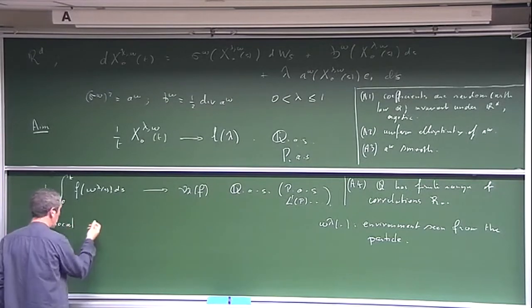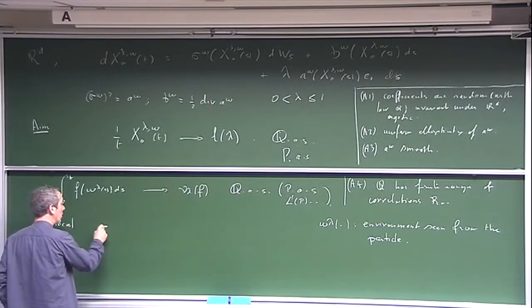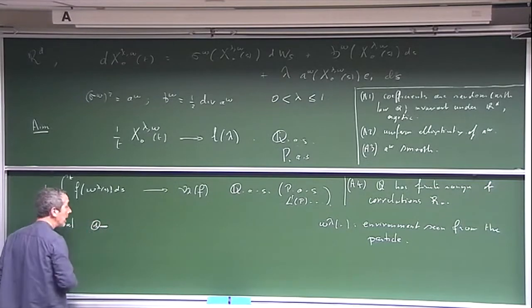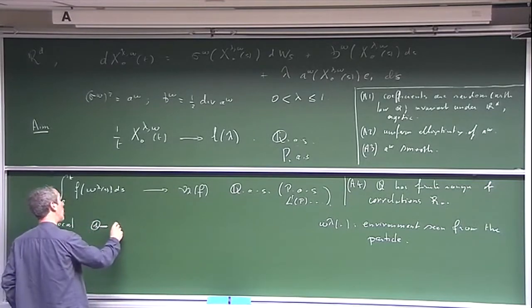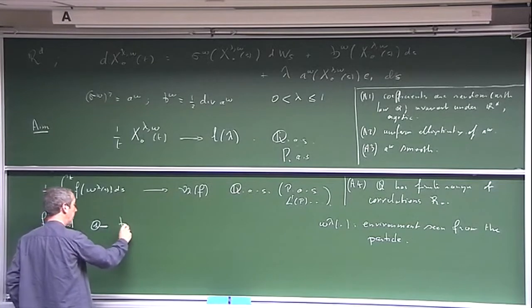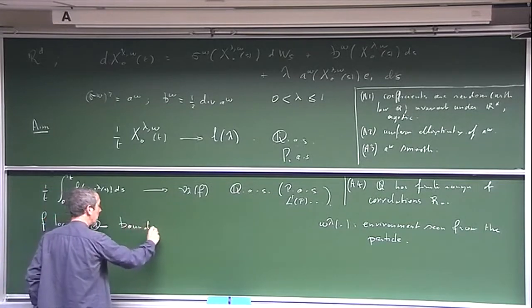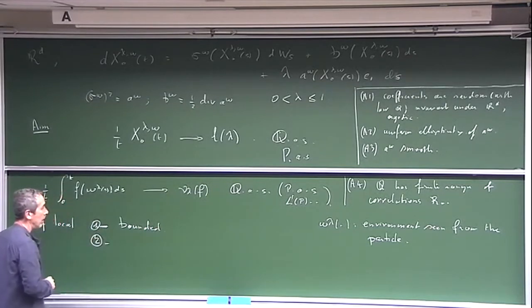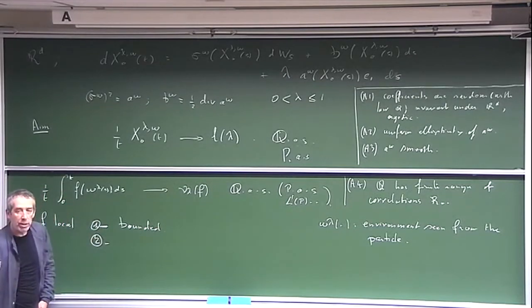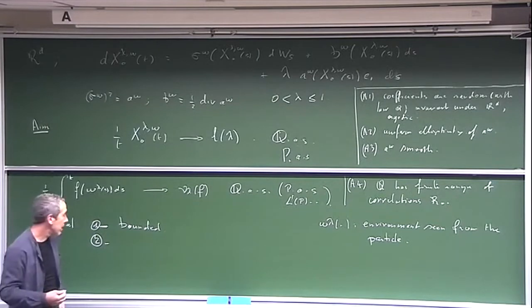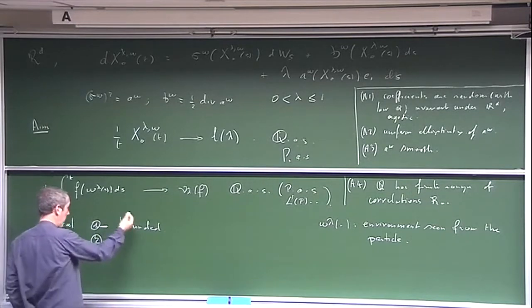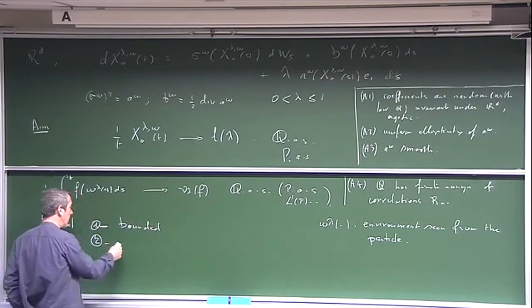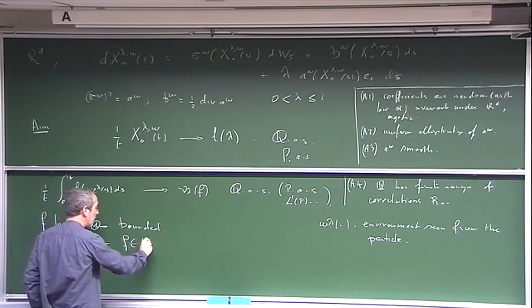And then there are two choices. The choice number 1 is you choose a bounded function. So f is bounded. And then there is the choice 2, which naturally arose in the discussion of the central limit theorem, when we choose for f not necessarily a function, but an element in H^{-1}.